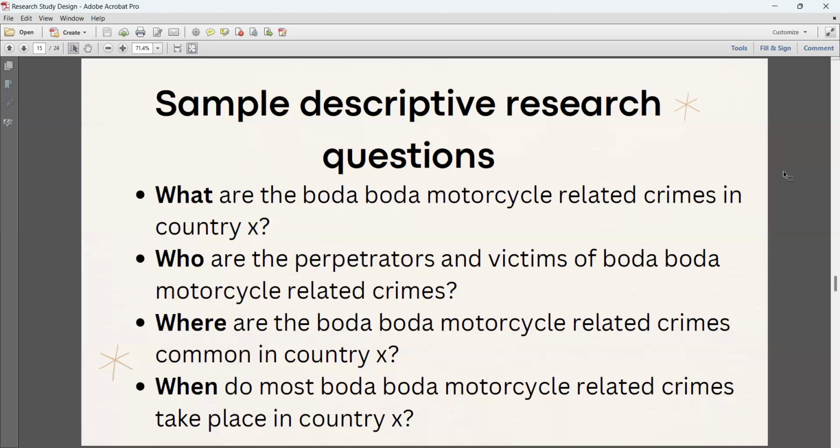We are trying to give information on who did something. Where are the motorcycle related crimes common in country X? Boda and motorcycle could mean the same thing. So this gives us the descriptive where information. When do most motorcycle related crimes take place in country X? This gives us the descriptive time information.